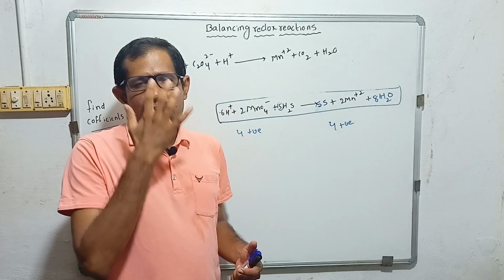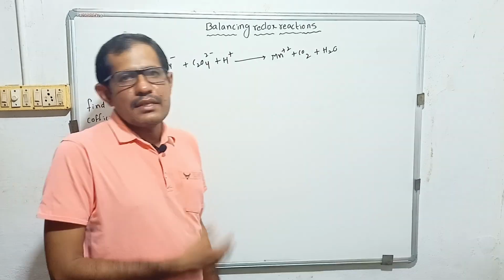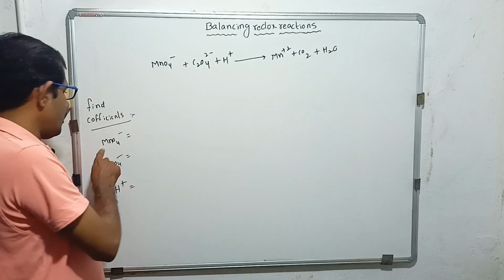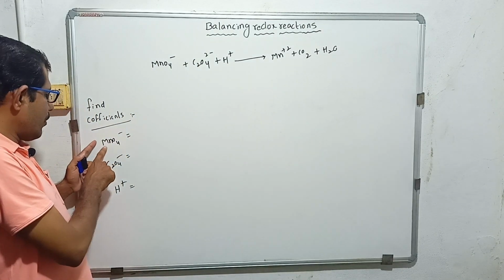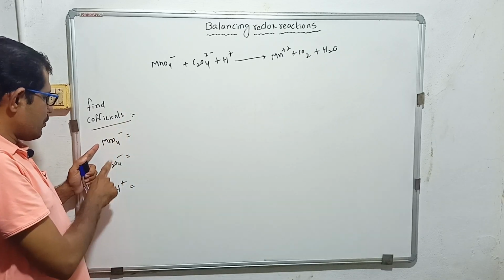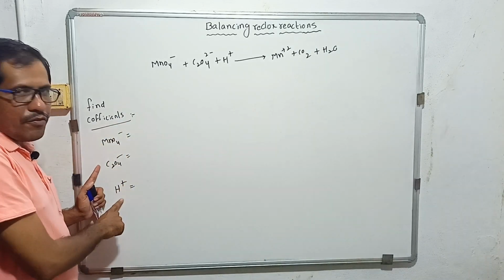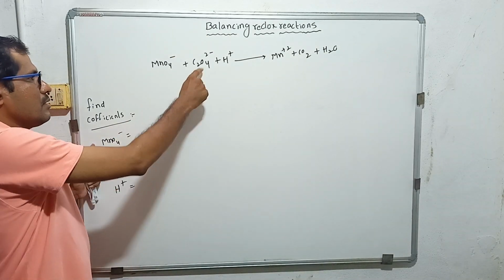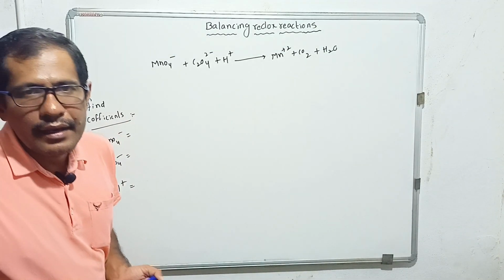Now we are going to solve IIT-JEE and NEET questions. This is a previous year question. In this question, we are going to find the coefficients for MnO4 minus, C2O4 2 minus and H plus.